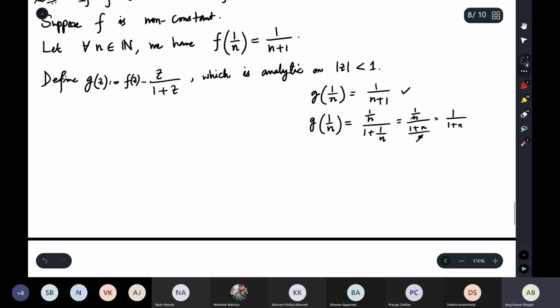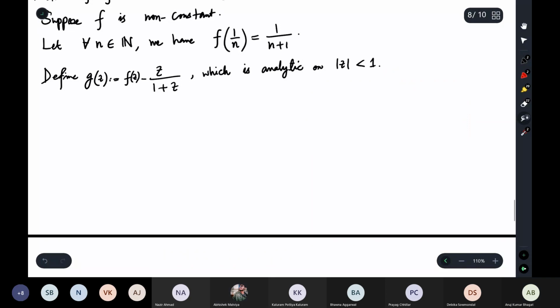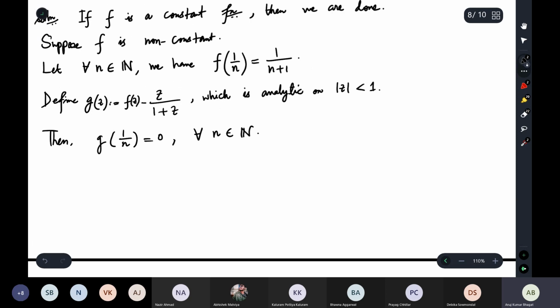So what is g of 1 by n? Then it is 0. I'll explain in just a minute. So g of z is 0, or g of 1 by n is 0 for all n in N. So basically you have to construct such a function g. You can construct in two manners. One way of construction is you construct this g, or another way to construct this analytic function is you construct such a g which is this. दोनों से आंसर आएगा. Okay.